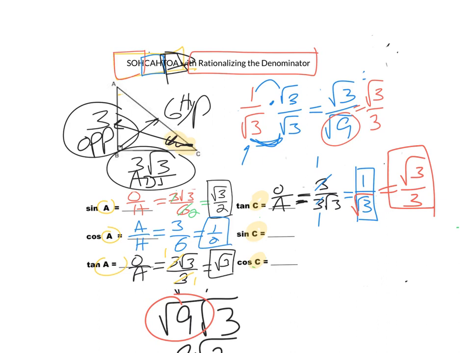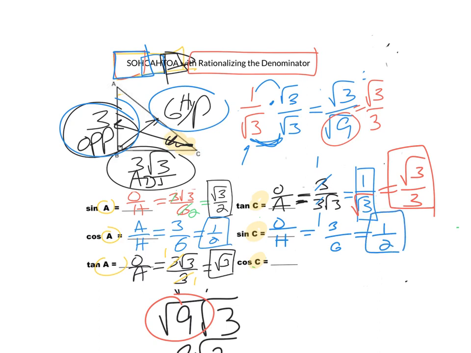Okay, let's go back. Now we have to do the sine. So that's going to be the SO portion of SOHCAHTOA, opposite over hypotenuse. Here the opposite is 3, the hypotenuse is 6, and 3 over 6 is just 1/2.